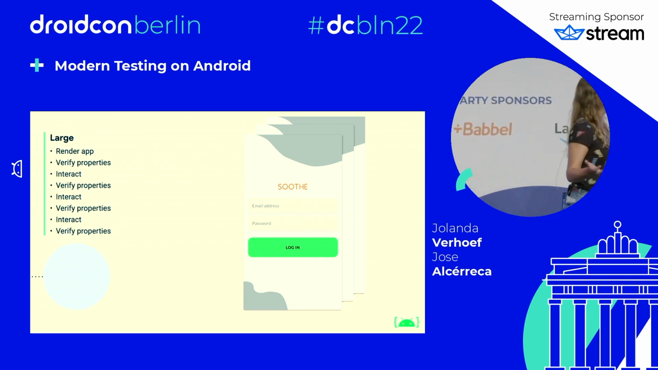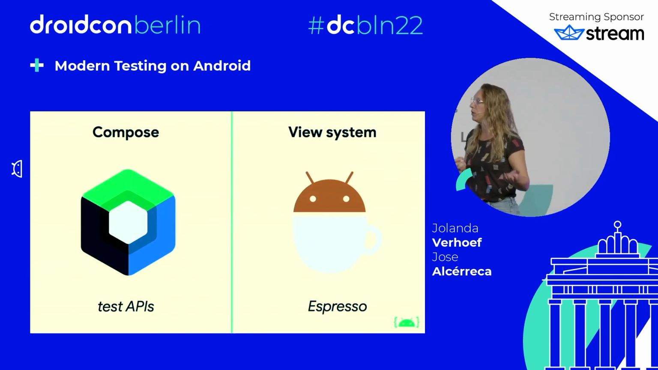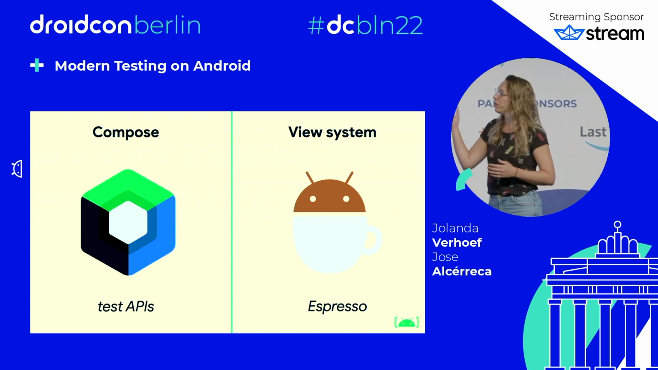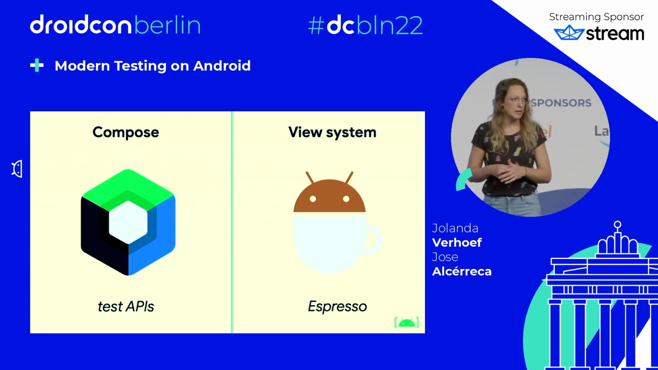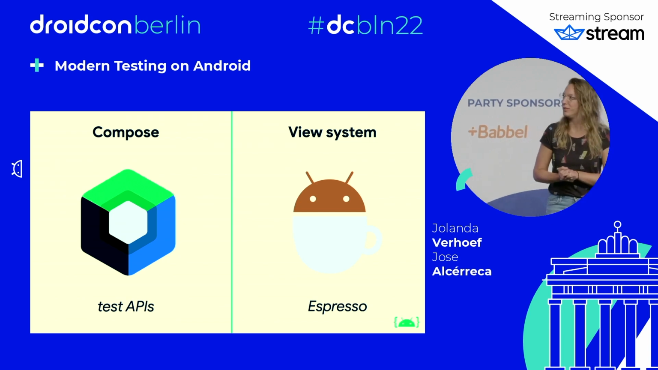So let's try to implement those. We can actually use either Compose or the View system. For Compose, we will be using the testing APIs. For the View system, we will be using Espresso. Now, this is modern testing on Android, so let's use Compose.